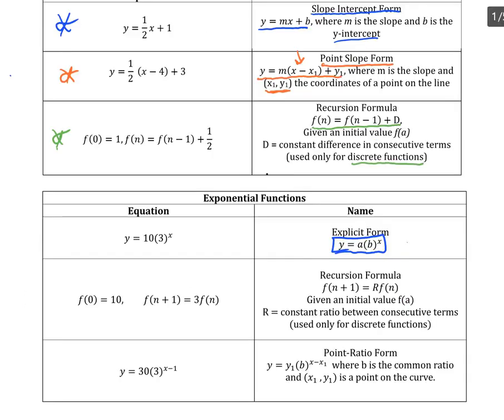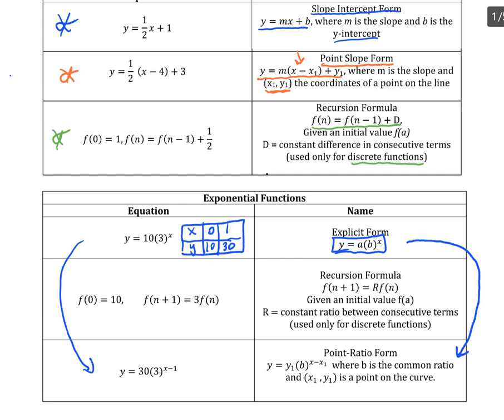So another form very similar to the explicit form is called point ratio form. And so that's just saying if I have a further point along the graph, then we can make an adjustment. So these are actually equivalent equations. If you graph them, they would be the same. So this is saying we're starting at 10, we're multiplying by 3. So if I was to make a table for this, just a quick little table, x and y. So when x is 0, y is 10. When x is 1, y is 30.